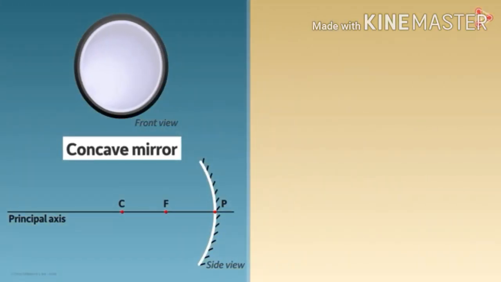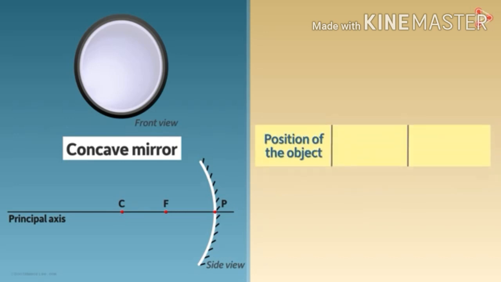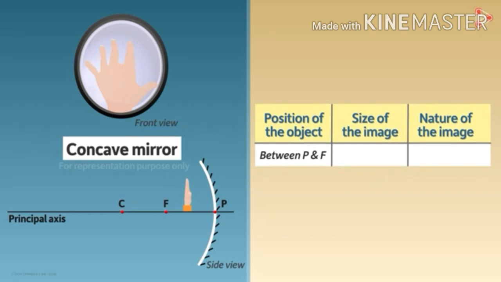The characteristics of image formed by this concave mirror depend on the location of the object at different points of the mirror. Now we can tabulate the size of the image and the nature of the image formed by concave mirrors at different positions. At first, the position of the object between P and F, that is, between the pole and the focus, principal focus. What will be the size of the image? This is very close to the mirror, so it seems very enlarged.